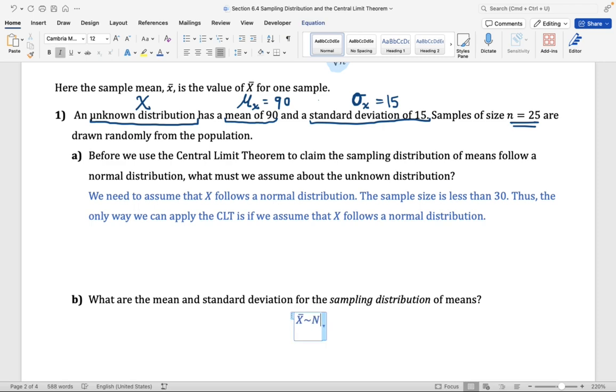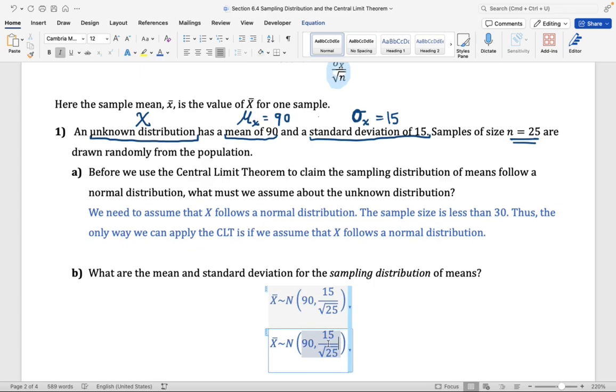And now we have to go ahead and state the mean and the standard deviation. The mean is going to be mu of X. The standard deviation is going to be sigma of X divided by the square root of N. So let's go ahead and replace those values. Mu of X is 90. Now sigma of X is 15 and N here is 25. Go ahead and simplify the value of the standard deviation of X bar.